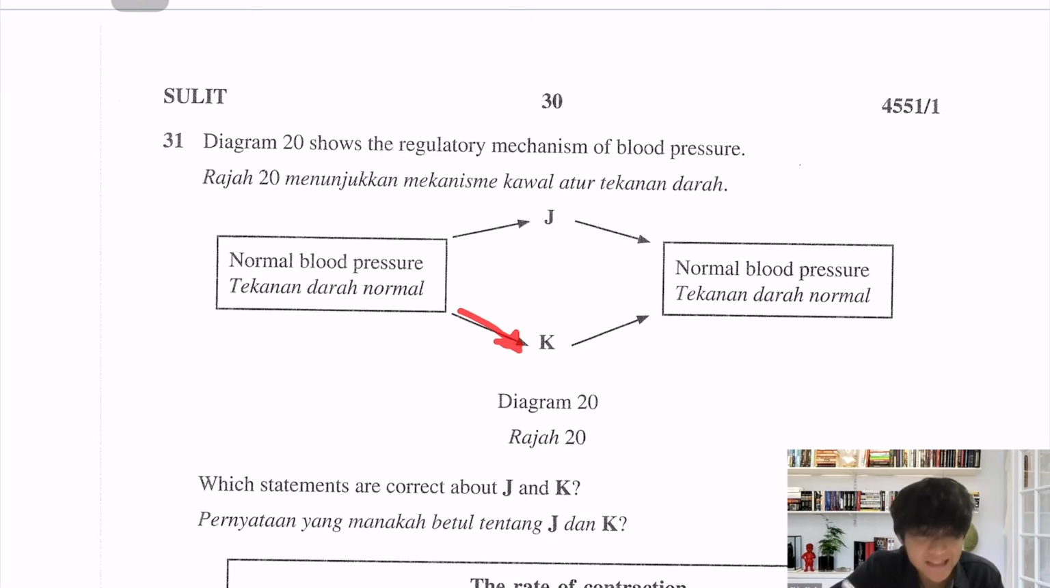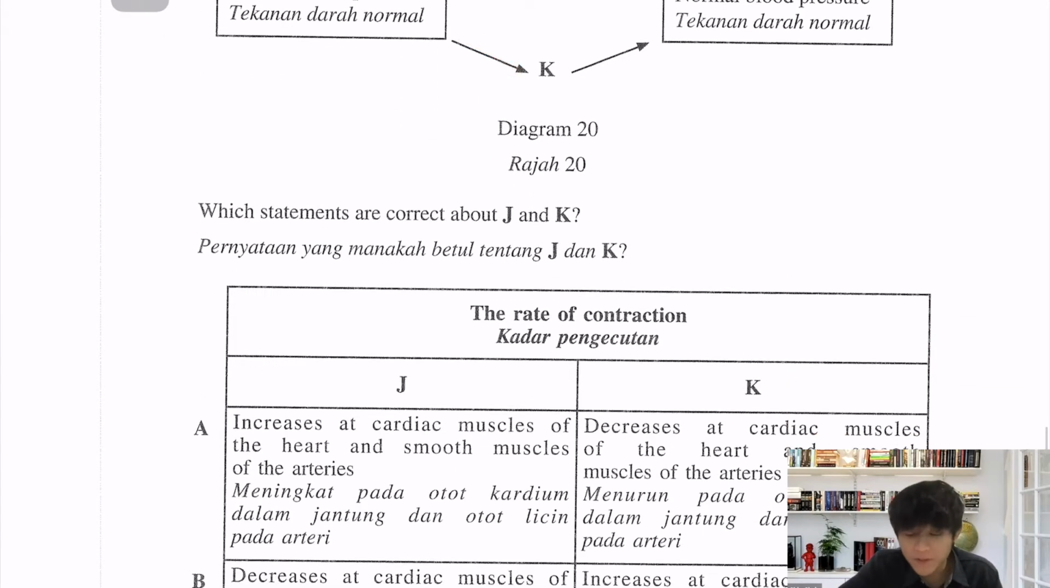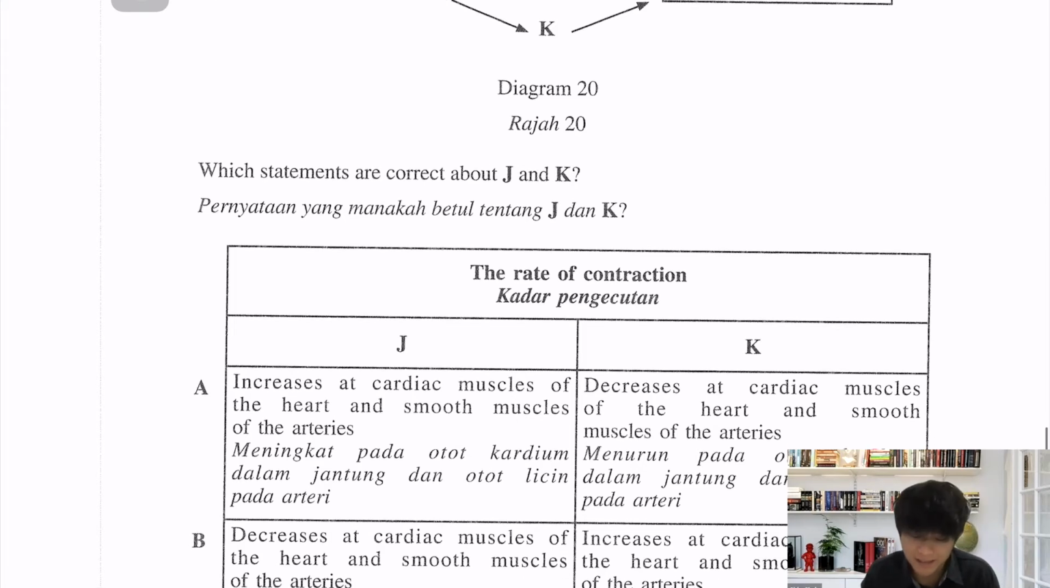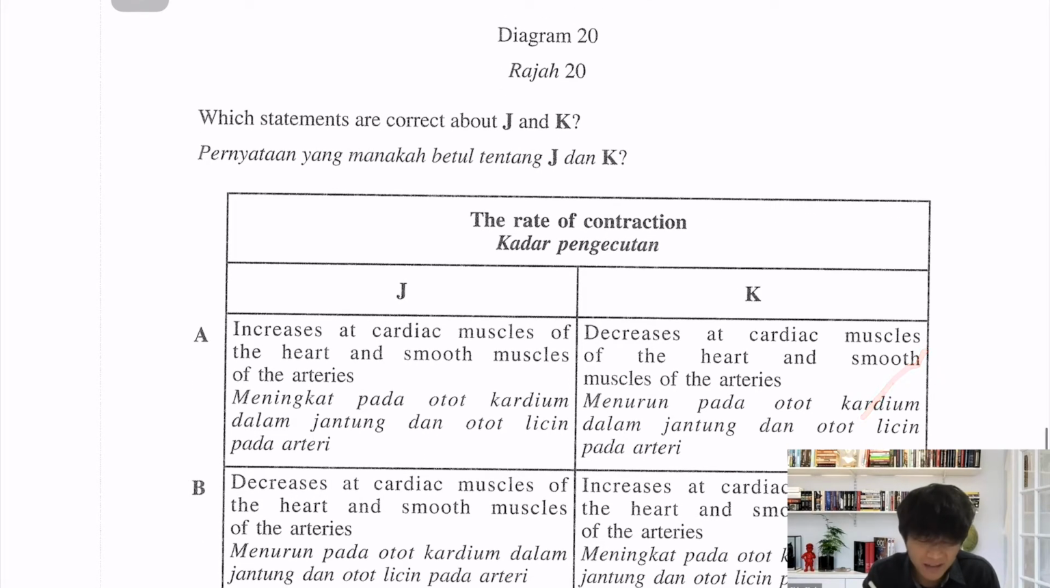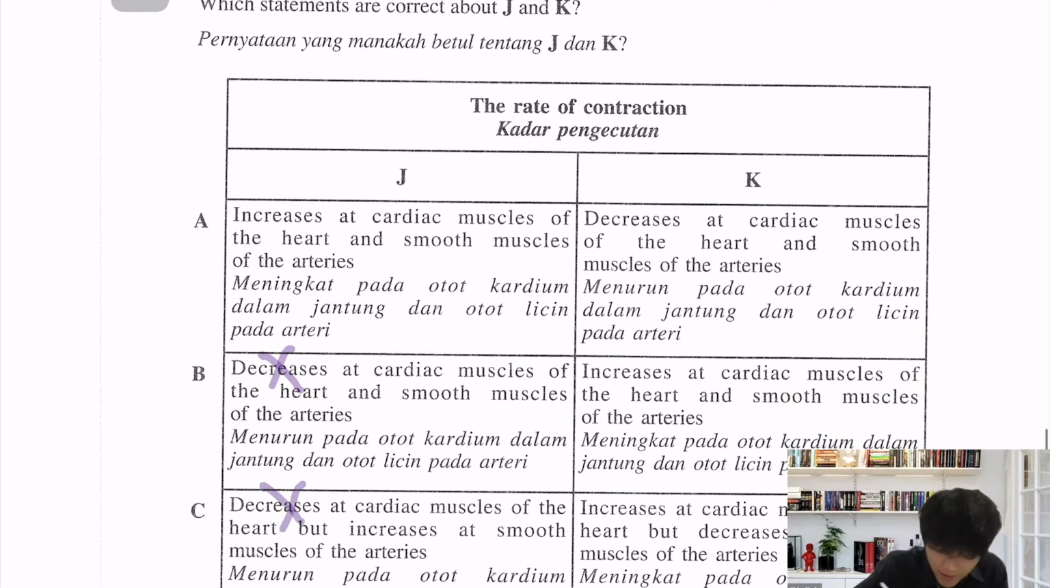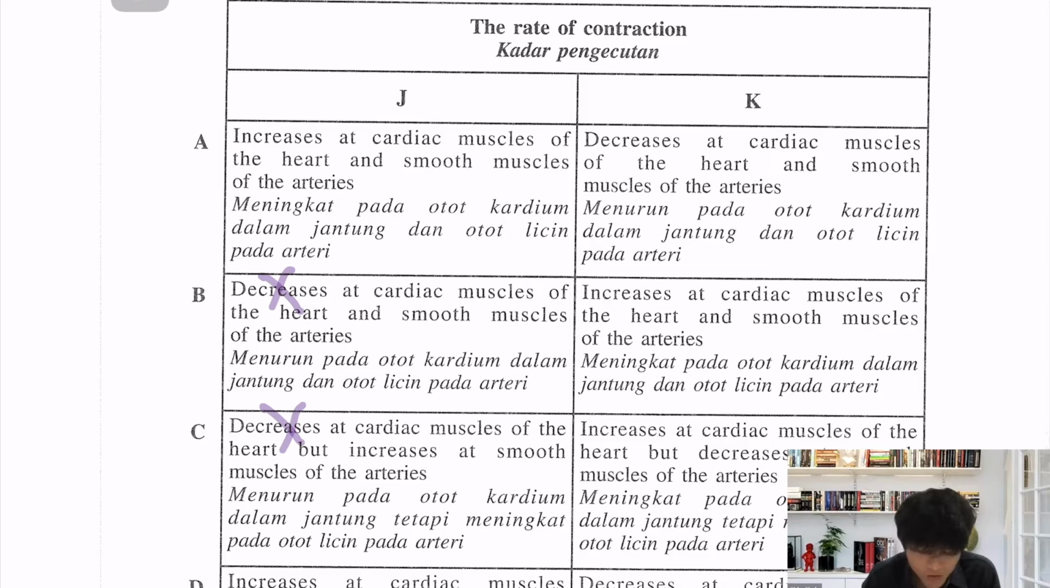Do you see that there is a drop? When there is a drop, your cardiac muscle is contracting at a lower rate, so it is decreasing. So you can say decrease at cardiac muscle of the heart and smooth muscle of artery. That is quite right. Decrease doesn't cause the blood pressure to go up. So the moment I see decrease, decrease, okay. Next, increase but decrease in the smooth muscle.